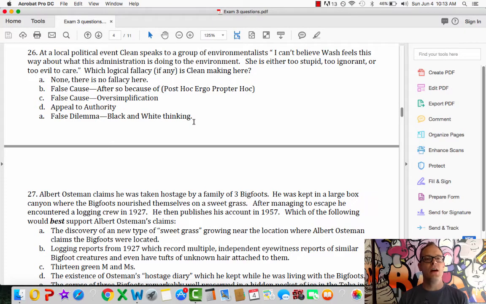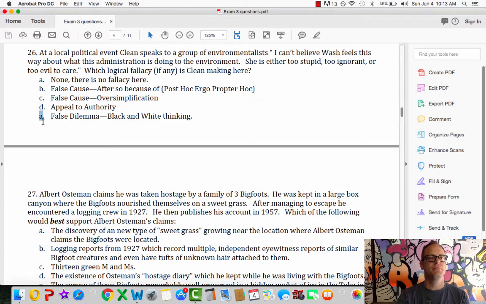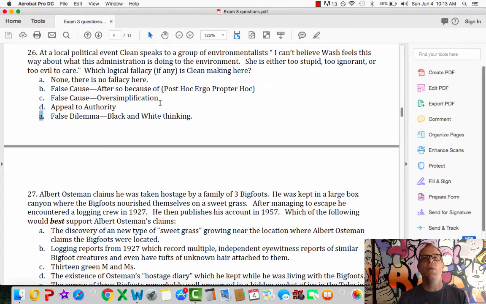Okay, all right, so the best option here has a typo in it. This should be E, and I don't know why it isn't. I did fix it. That's troubling. Okay, the proper option here for number 26 is E, false dilemma, black and white thinking. So here's the way to think about it. Clean is talking to a bunch of folks, and then she makes this claim about, Wash is this horrible person because Wash isn't going to sign on to some particular environmental cause or something like that.